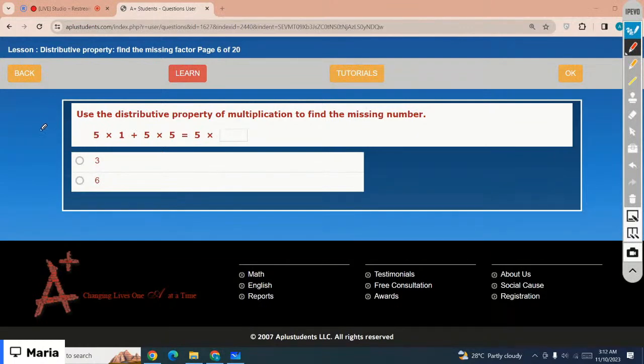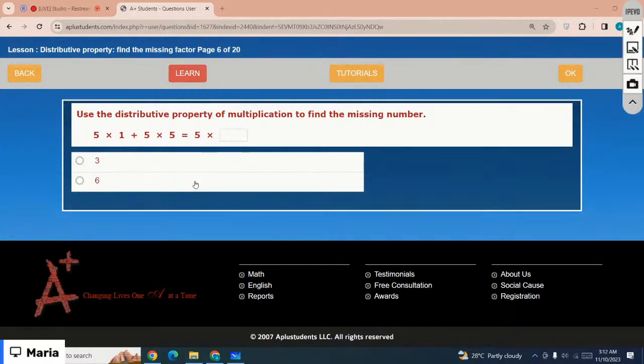I think that is for the last question. For this one, you need to multiply 5 is the common number, and for the inside bracket, you are left with 1 plus 5. So, yes, obviously, that is 6. So, it would be 5 times 6. The missing number is 6. Got it? Okay, you can complete the lesson by yourself later today. Let me just move on to next lesson.